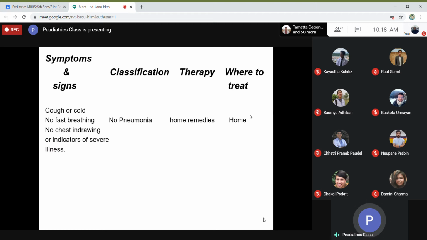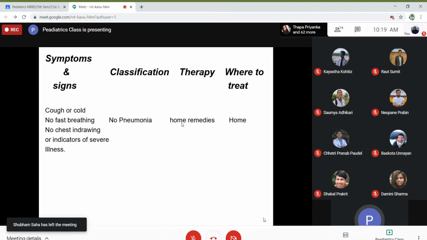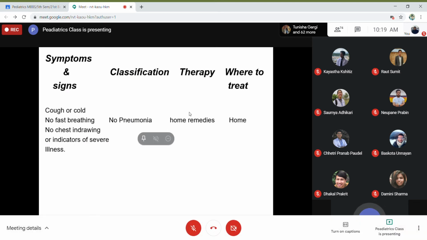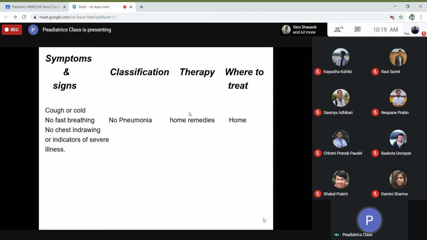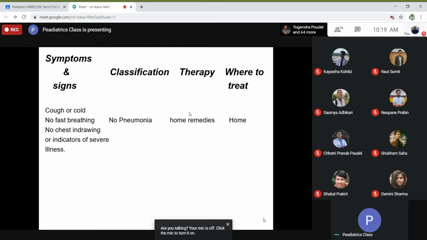So you can treat the child at home with home remedies, a lot of soup, and if the child is more than 6 months of age, you can give steam inhalation. If very low grade fever is there, you can give paracetamol, 10 to 15 mg per kg per day. And if the child is above 2 years of age, you can give some antihistaminic like fexofenadine, and you can manage at home. Or keep the child warm. That way you can manage at home.